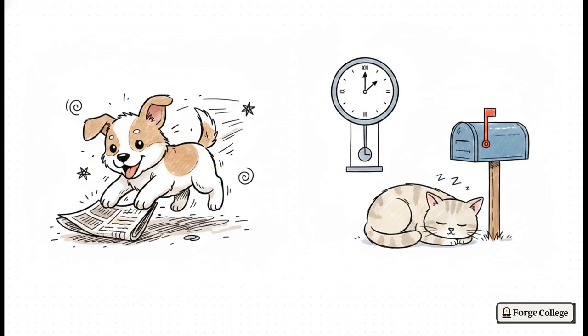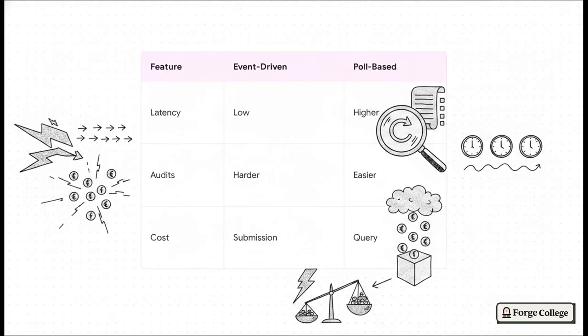A pull-based architecture, on the other hand, is a bit more like asking a lazy cat on a very strict schedule if the mail is here yet. It gets the job done for sure, but definitely with higher latency. So the real trick is understanding how these two engines change the fundamental dynamics of your system. And this decision matrix right here reveals our iron triangle trade-offs.